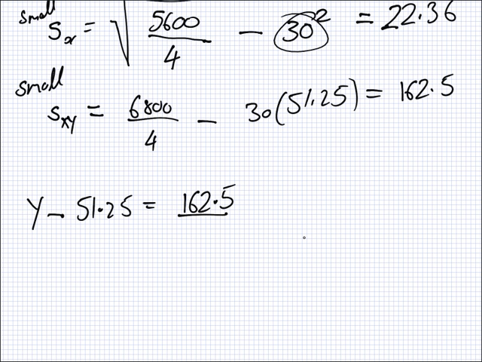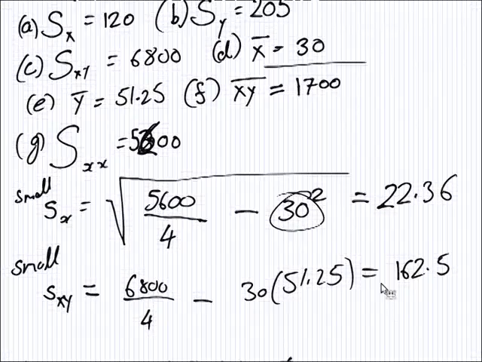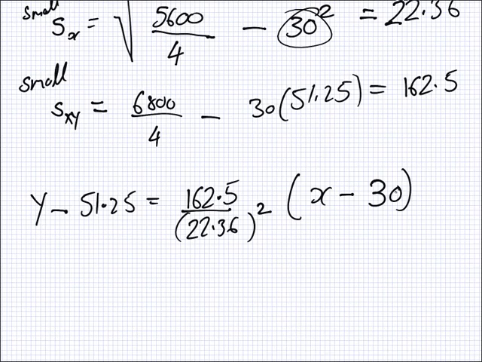And then on the bottom, wait, look at the formula. What's on the bottom of the formula? Small sx squared. Yeah, which we worked out to be 22.36, so that gets now squared. Yeah? And then next is x minus average x? And what do we say the average was? The average of x, I thought was like 30. Yeah.